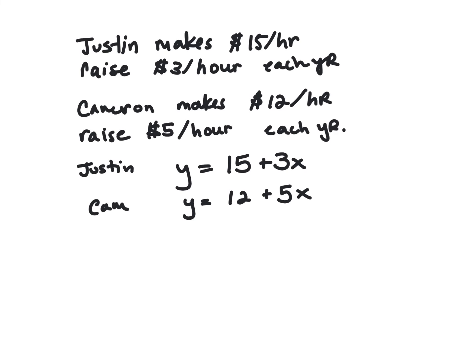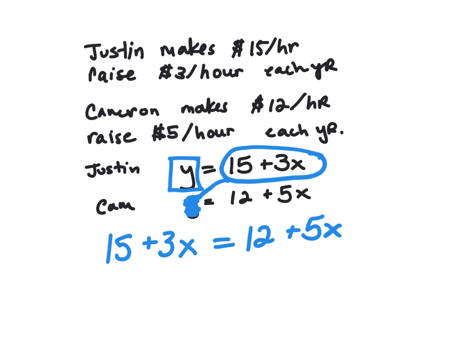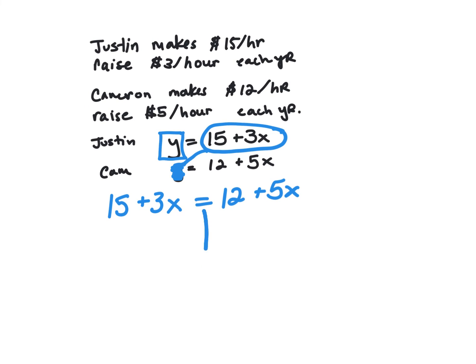So what I'm going to do to solve the system, I just want to know when they make the same amount. So I'm going to take this y that's by itself, take what it's equal to, and substitute it in that place of y. It takes the place of y. So I want to know, when does $15 plus $3 an hour equal $12 plus $5 an hour? So I'm going to solve this.